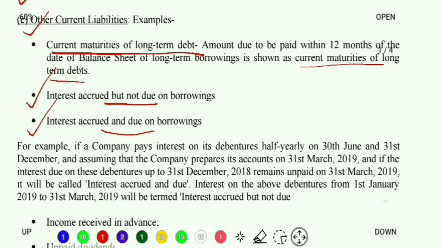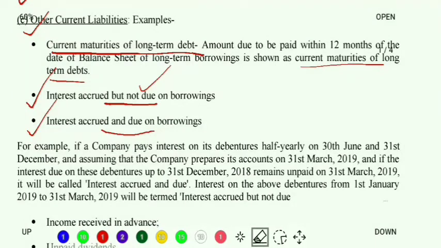Let's take for example, it is 30th June and it is 31st December. So on these two dates the company has to pay interest to its debenture holders. Understood? Very simple. Now for example, the company has paid the interest on 30th June properly. Whatever interest was accruing, they have paid it to the debenture holders. Very good. But problem arose on 31st December and they could not pay the required interest on 31st December. Clear? 31st December was the date when they had to pay the interest, but they could not pay the interest.